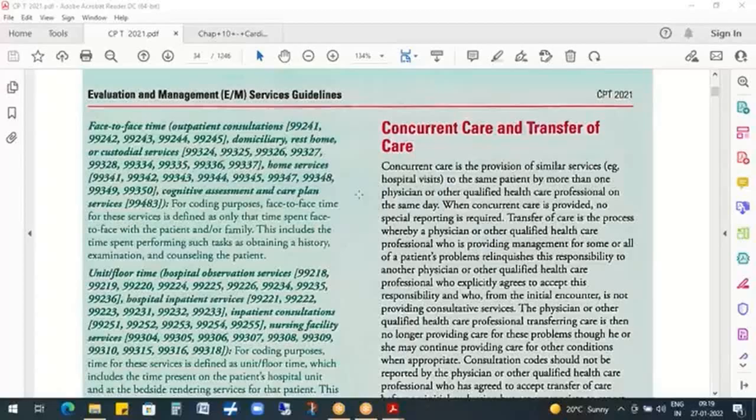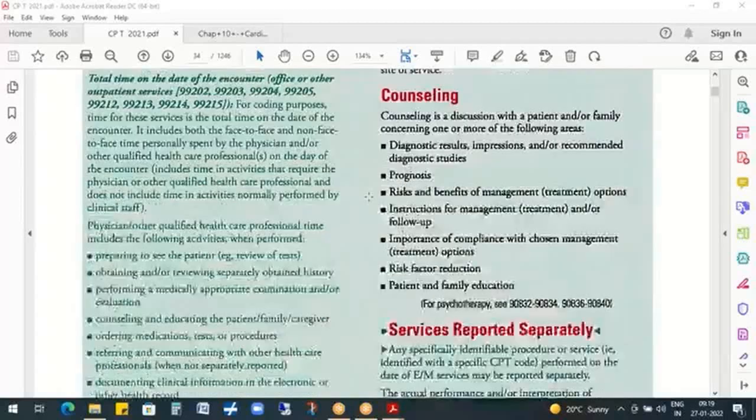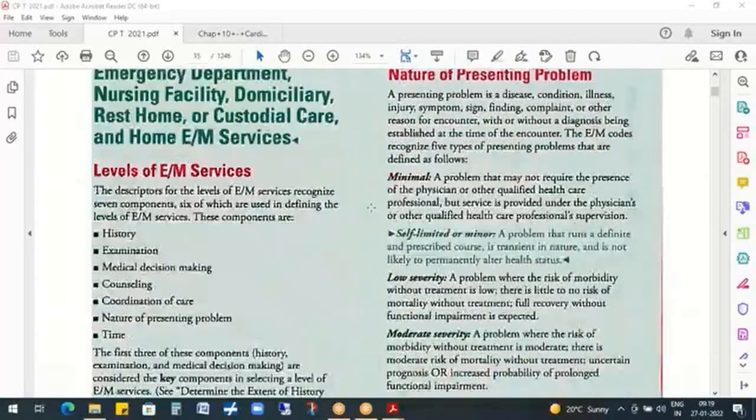I had noted two or three things and shared them with Ashok: while coding E&M, coordination of care, and then time-based coding. It was asked. That's why I was asking how important it is. The E&M table has changed a little while coding office visits. That table I showed you on Sunday.